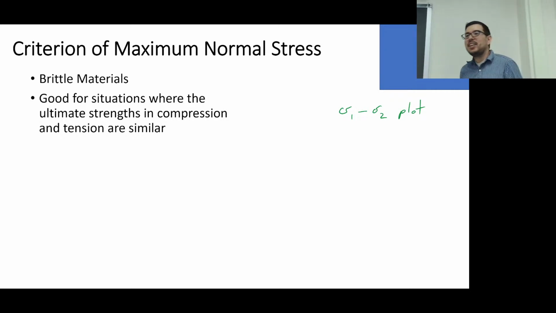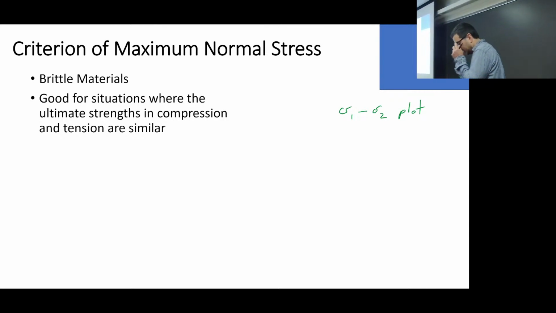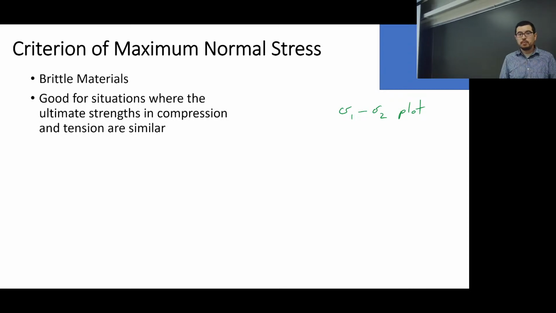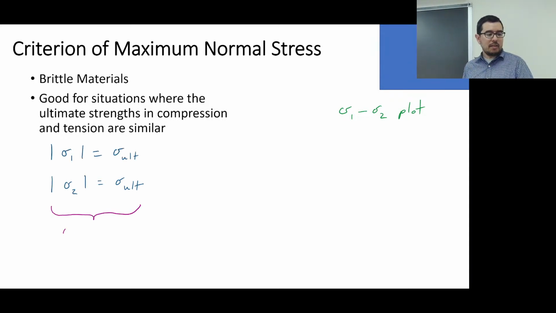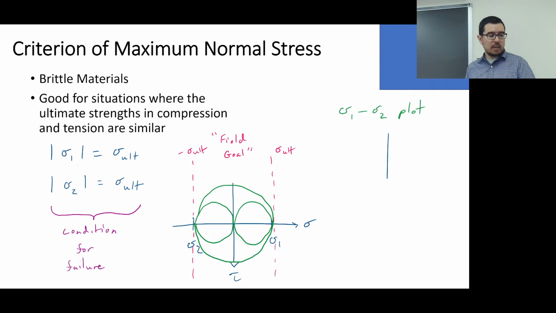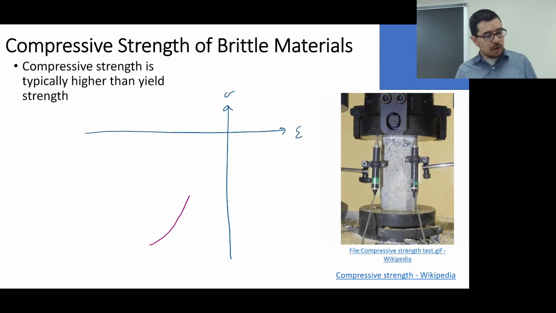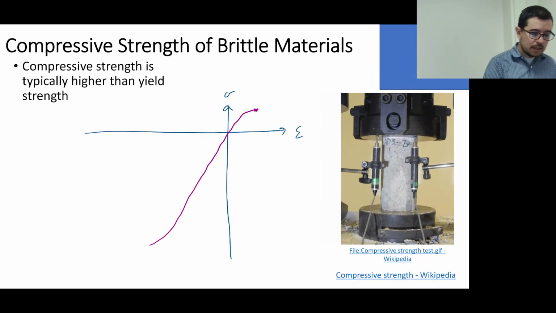All right, so if we have a brittle material, our maximum normal stress theory was quite good when we assumed that the ultimate compressive strength and the ultimate tensile strength were the same. But we've said in the past they're not. They usually are not the same. This is again review from last time. Typically the compressive strength is higher than the tensile strength.